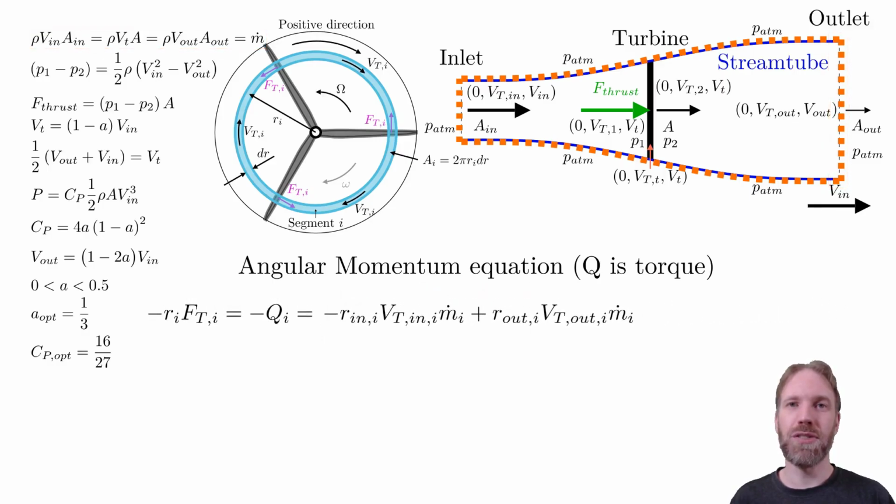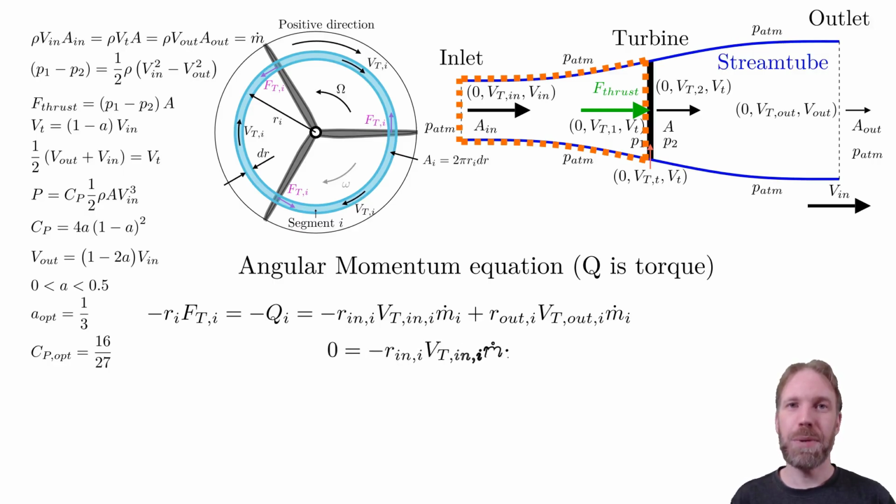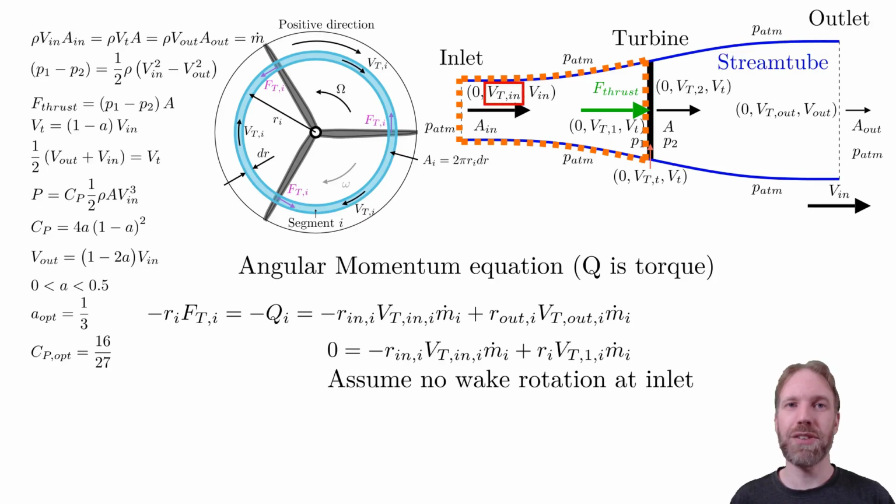Now move the control volume to end right before the turbine. As the turbine is outside the control volume, the external torque is 0. We replace the original outlet variables with the variables before the turbine. We assume that there is no wake rotation at the inlet, so Vt in is 0. One can now directly see that the tangential velocity before the turbine is 0 as well.